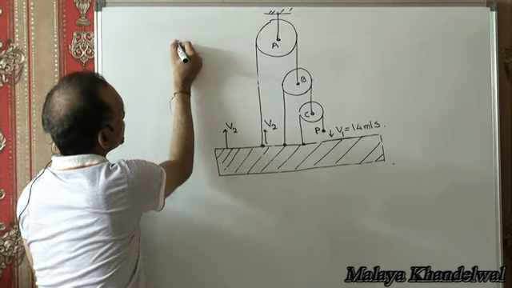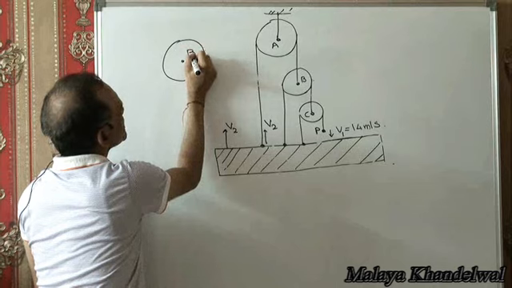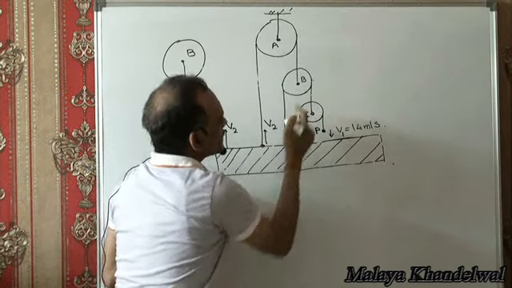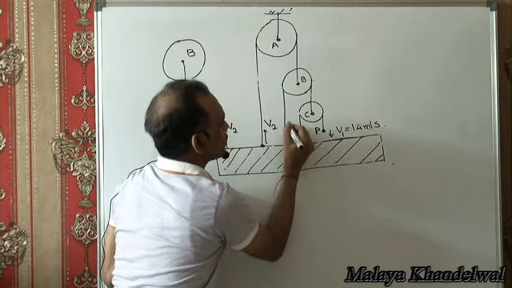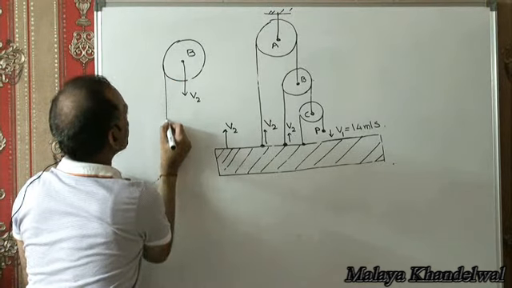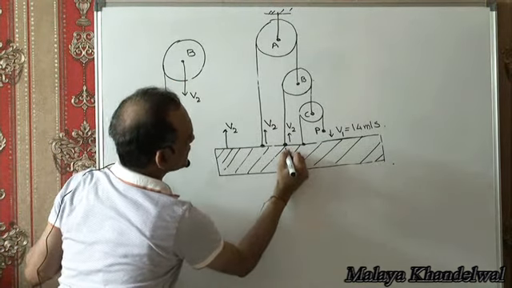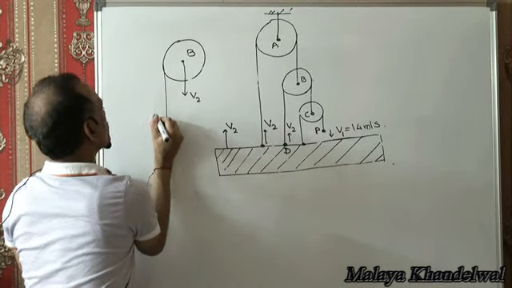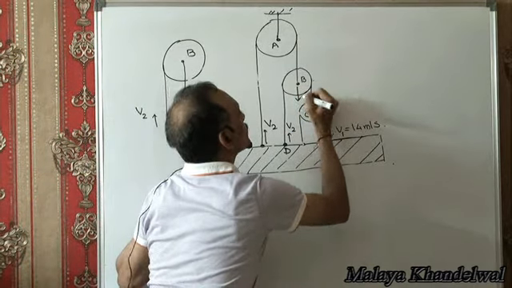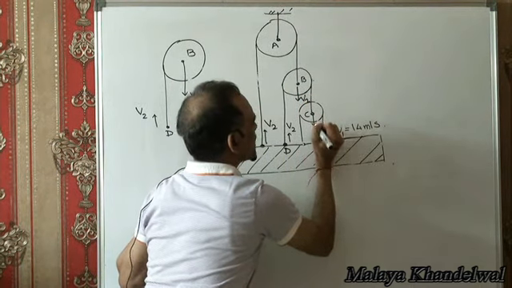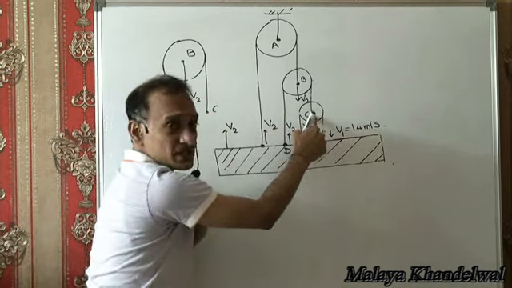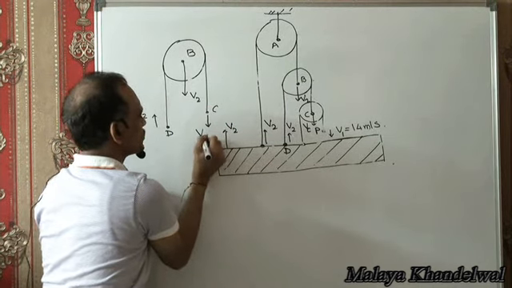So let me look at B. B has a downward velocity V2. Now, this end of B has a velocity V2 again. That means if I look at B, this end, let me call it D, D has a velocity V2 upwards. Now, I want to find the velocity of C in terms of V2. This end, C, which represents this pulley, has a velocity Vc downwards.